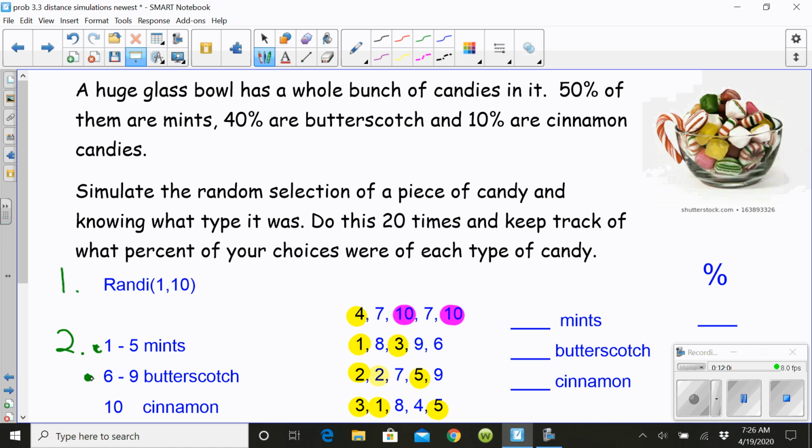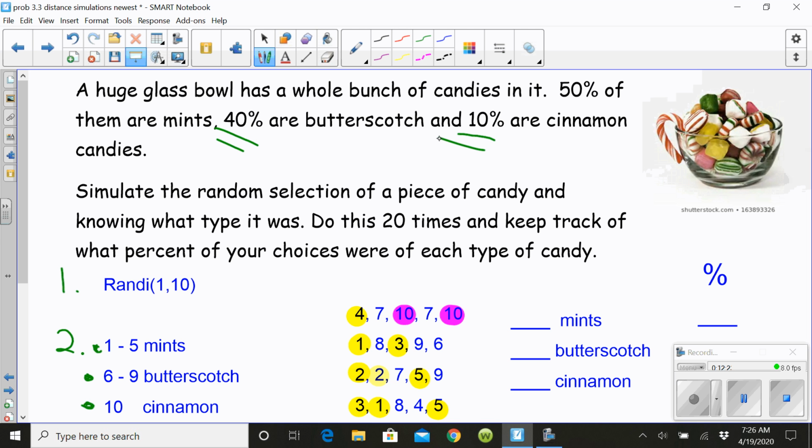9 minus 6 is 3. 3 plus 1 is 4. There's really 4 numbers in that interval representing the 40% butterscotch. And then down here, finally, the number 10, if it's generated, that's going to represent the selection of cinnamon candy.